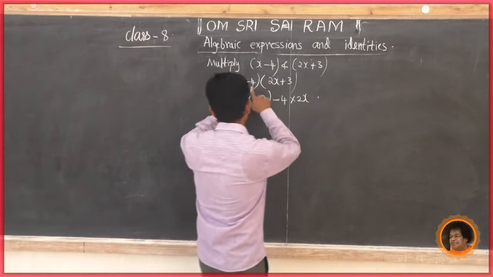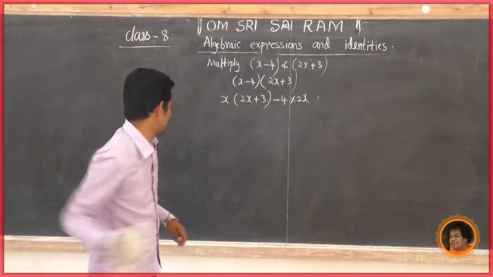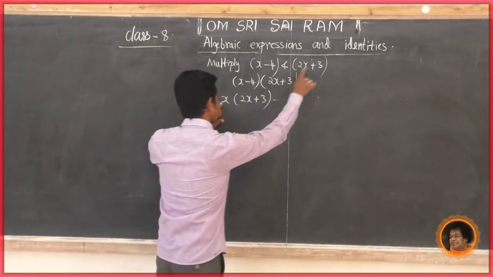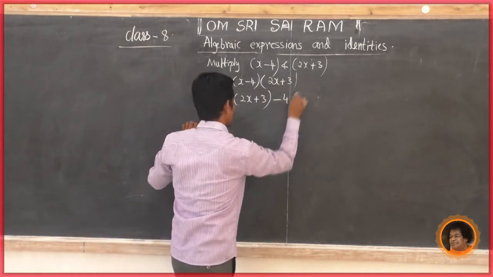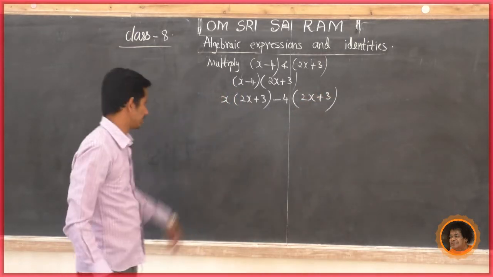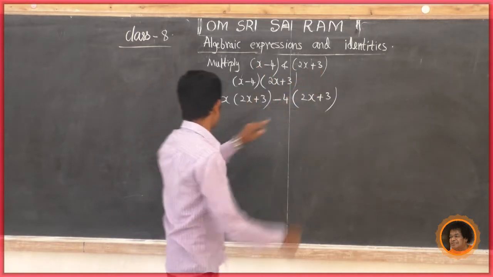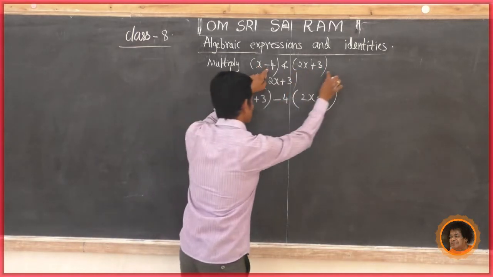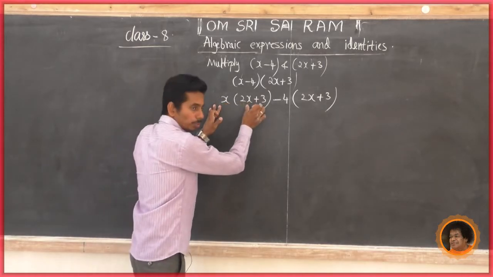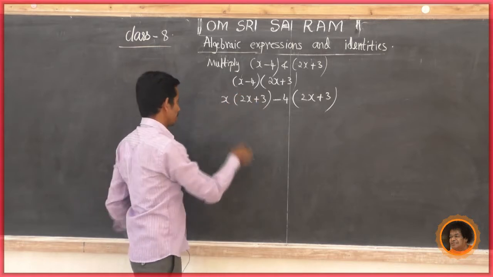Then minus 4 into 2x plus 3. We can write it simply as another step: x into 2x plus 3, and this minus 4 into 2x plus 3. It is an easier one. So this x into 2x plus 3, then this minus 4 into 2x plus 3. Now this is a monomial, this is a binomial. Now the operation is monomial into binomial.